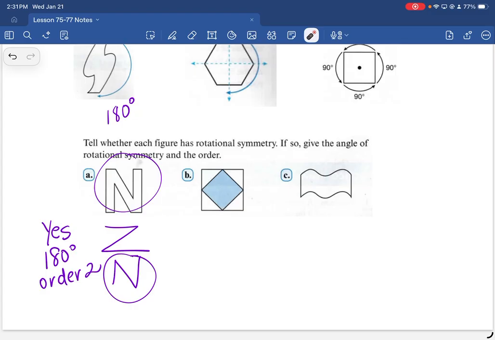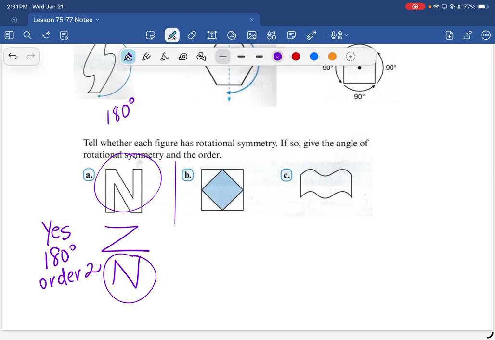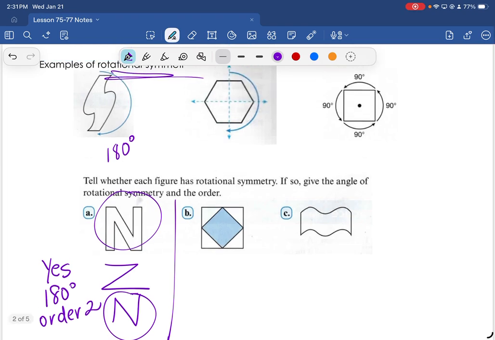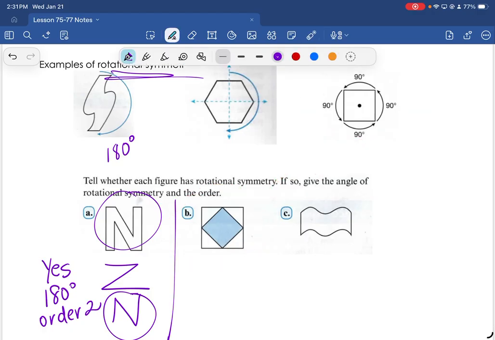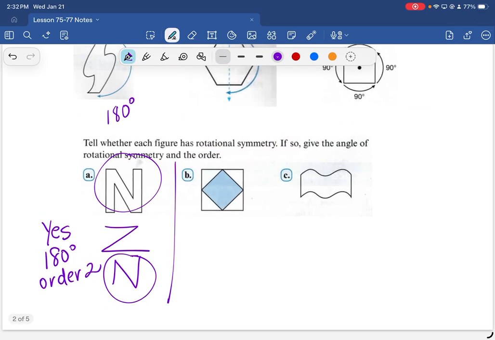Yes, it does. 180-degree turn. The order of 2. Now, let me get my pen back. Let's look at the next one. This one is a lot like this because of the square. So it would be yes, 90 degrees, and order of 1.